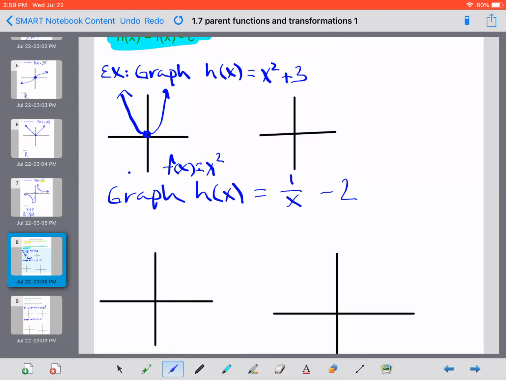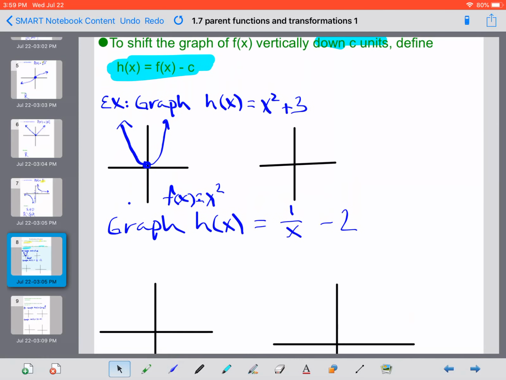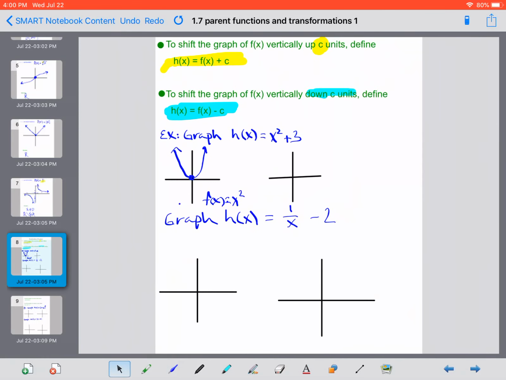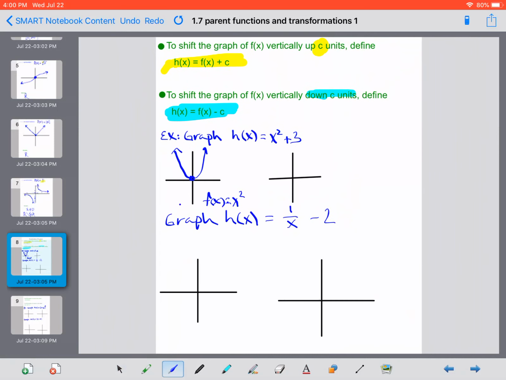But we want to graph x squared plus 3. So according to this rule up here, x squared plus 3 is just going to be the x squared graph shifted vertically up 3 units. And so instead of having a point here at 0, 0, I'm going to shift it up 3 units. 1, 2, 3. And this is what your new graph will look like. It's that same basic shape, but it's been shifted up 3 units.